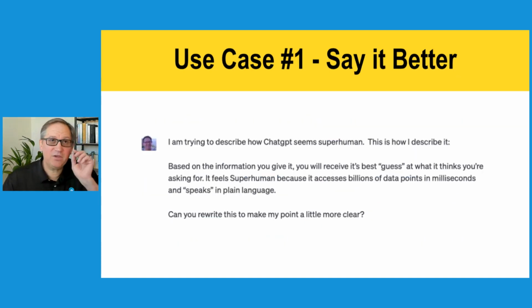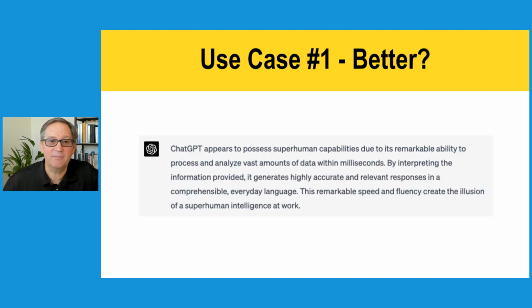So let me give you an example. That slide that I just showed you, I wrote that. I think it can be written in a different way. So let's take it over to ChatGPT. And I put in the prompt: I am trying to describe how ChatGPT seems superhuman. This is how I describe it. And then I pasted my previous slide in there. And then I asked it, can you rewrite this to make my point a little more clear?